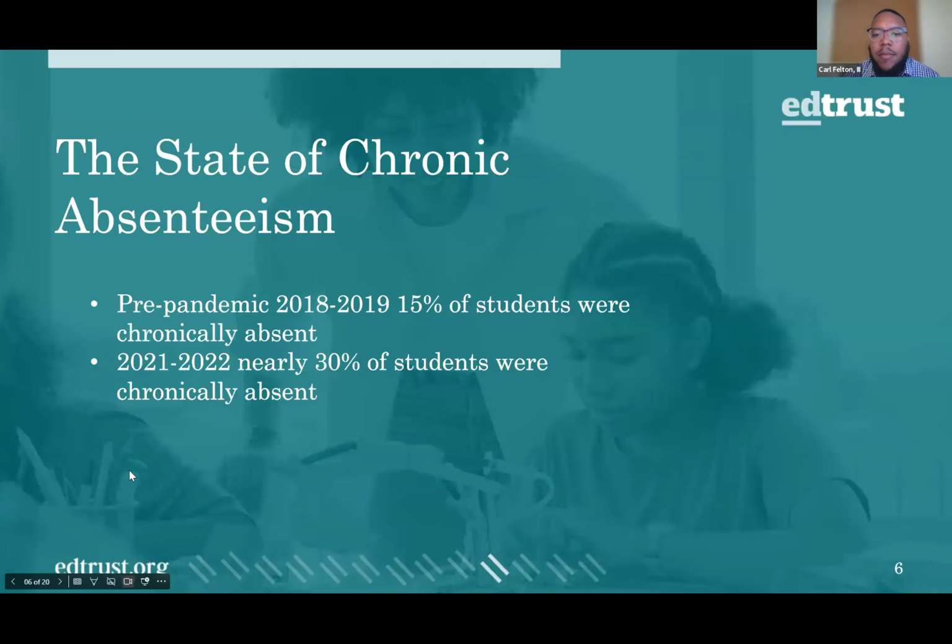So let's talk about the state of chronic absenteeism. What is the current landscape? Well, we know that chronic absenteeism is getting a lot of attention today, to the point where this is a national moment for chronic absenteeism. But it is not a new term by any means. In fact, this has always been an area of concern for many of our schools and districts.